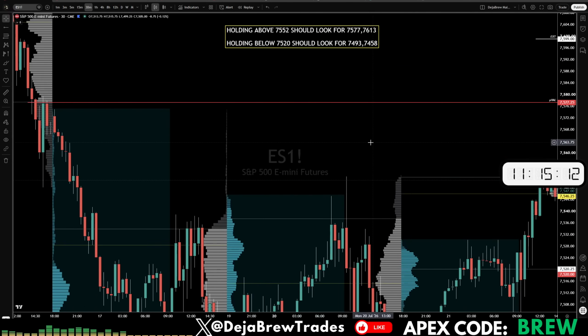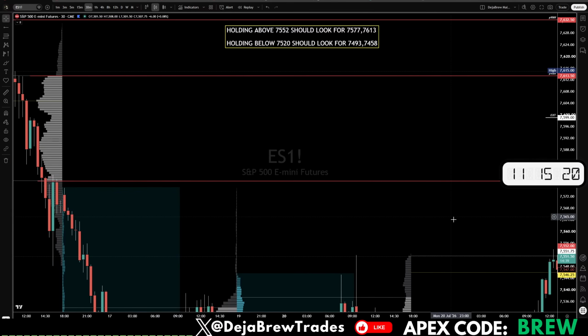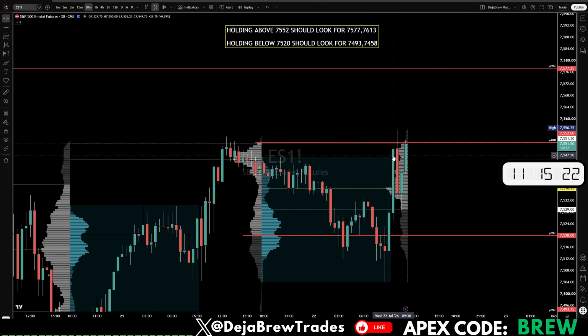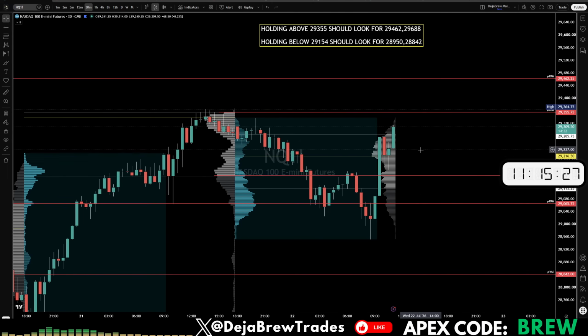77 would be a prior value level, which goes back to Thursday, July 16th. Still not finishing the retrace on NASDAQ. That goes back to 355.